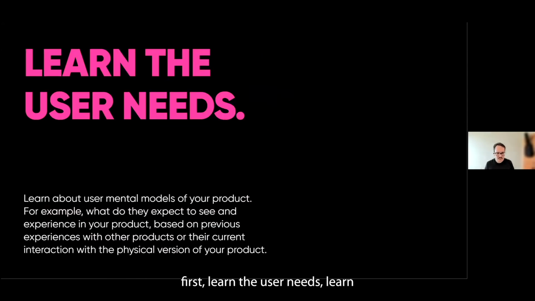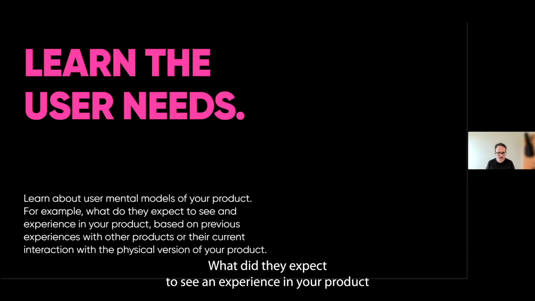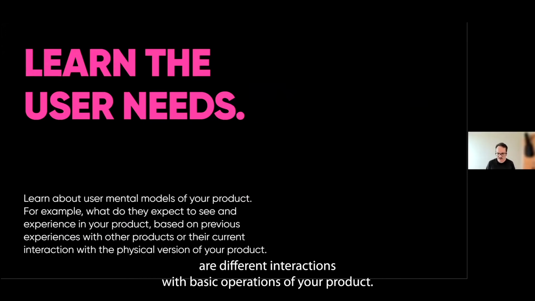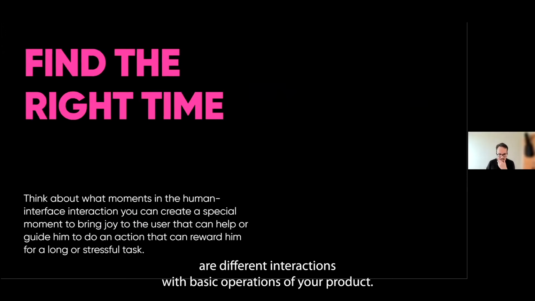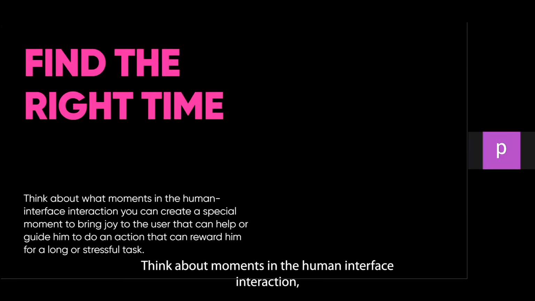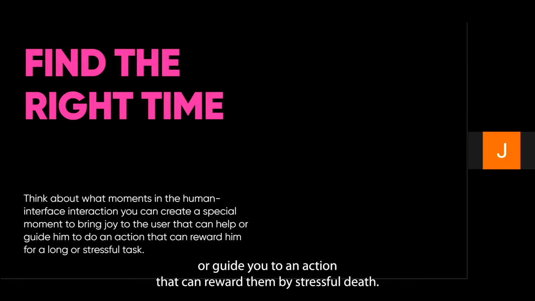First, learn the user needs. Learn about user mental models of your product. For example, what do they expect to see and experience in your product based on previous experience with other products or their current interactions with physical versions of your product? Find the right time. Think about moments in the human interface interaction. You can create a special moment to bring joy to the user that can help or guide him to an action that can reward him for a long or stressful task.